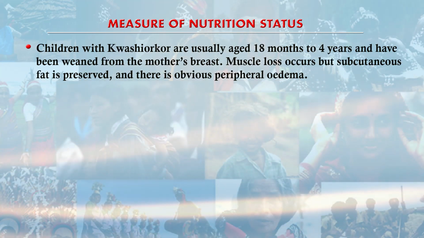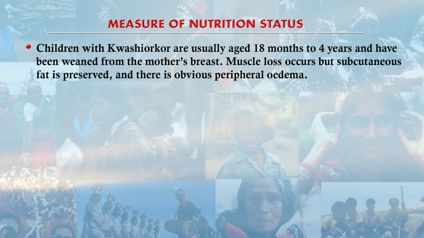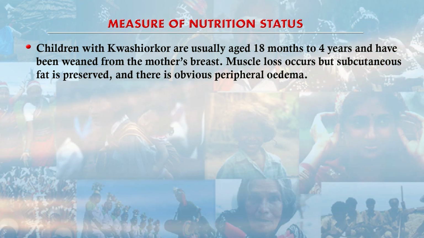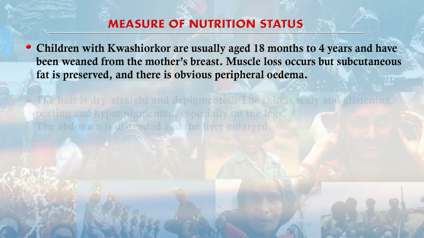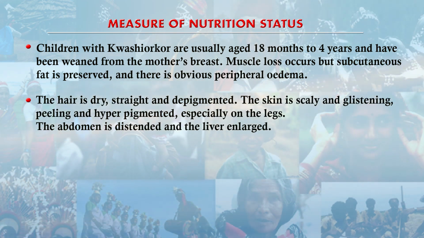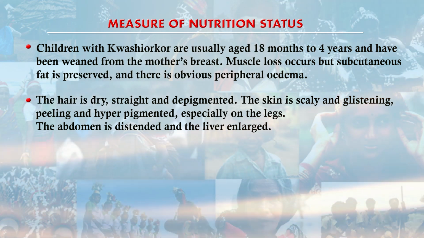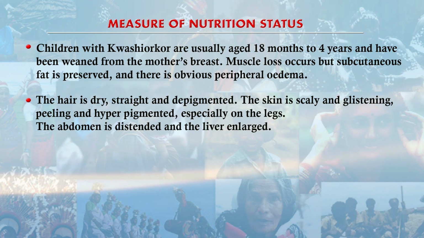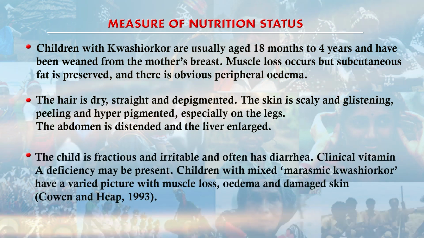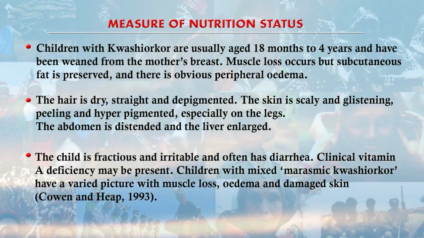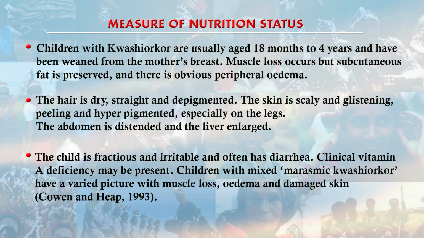Children with Kwashiorkor are usually aged 18 months to 4 years and have been weaned from the mother's breast. Muscle loss occurs but subcutaneous fat is preserved and there is obvious peripheral edema. The hair is dry, straight and depigmented. The skin is scaly and glistening, peeling and hyperpigmented, especially on the legs. The abdomen is distended and the liver is enlarged. The child is fractious and irritable and often has diarrhea. Clinical vitamin A deficiency may be present. Children with mixed marasmic Kwashiorkor have a varied picture with muscle loss, edema and damaged skin.